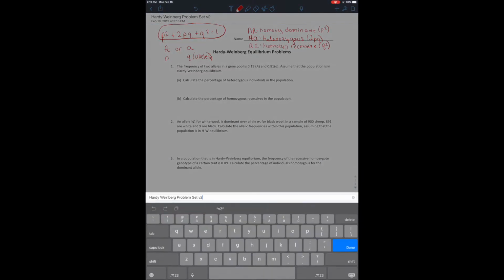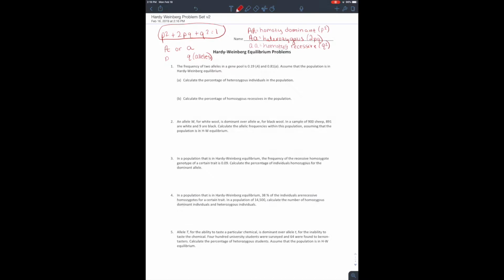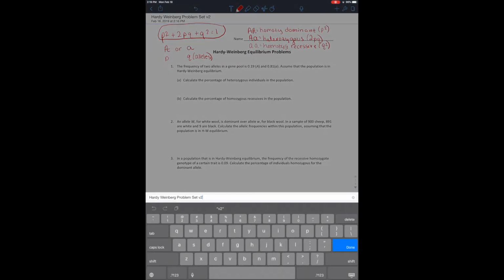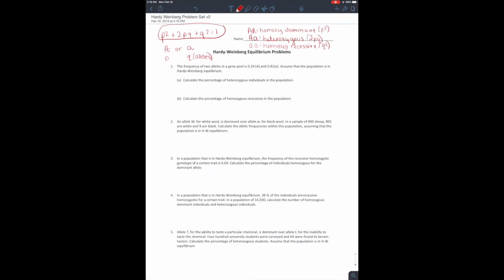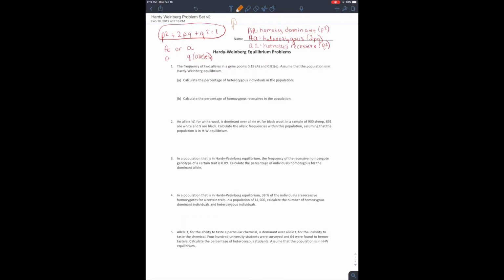The other equation that you should be familiar with, besides the Hardy-Weinberg equilibrium equation, is p plus q equals 1. So if you were going to memorize anything for Hardy-Weinberg, it should be these two equations. However, on the AP test, those equations will be available to you on the formula sheet.